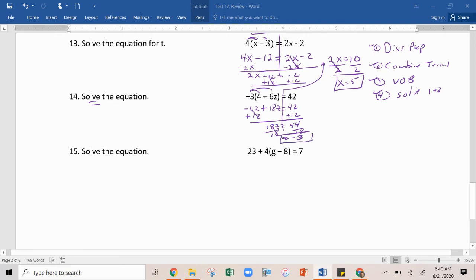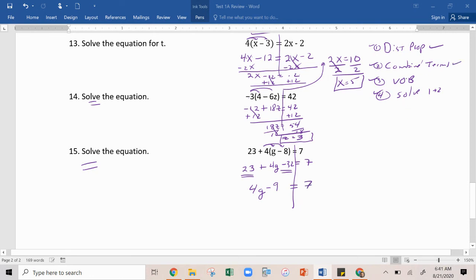And the last problem, draw your line down the middle. It's asking you to solve. And so you're going to multiply that 4 in, distribute. We're going to have 23 plus 4g minus 32 equals 7. So I distribute a property. Can I combine like terms? Well, on this side, yes. I have a 23 and a negative 32. So bring your 4g down because he's by himself. And now 23 minus 32 is going to be a negative 9. And then bring down your 7. Combine like terms is done.